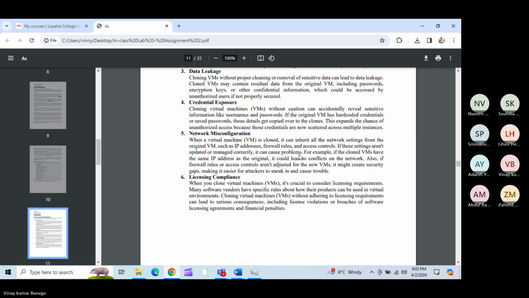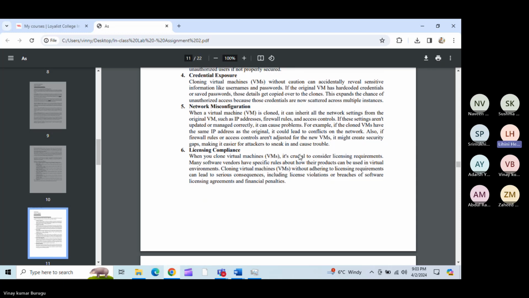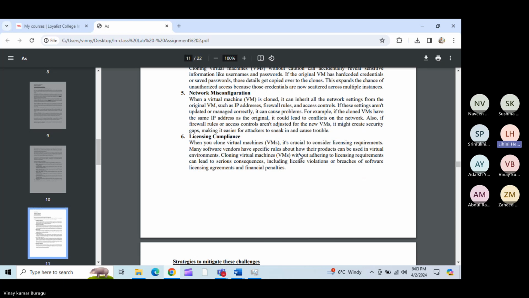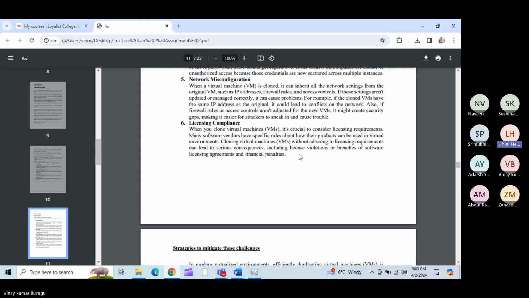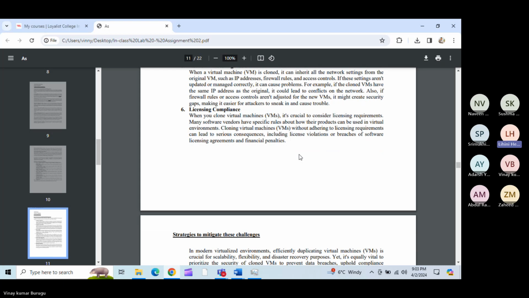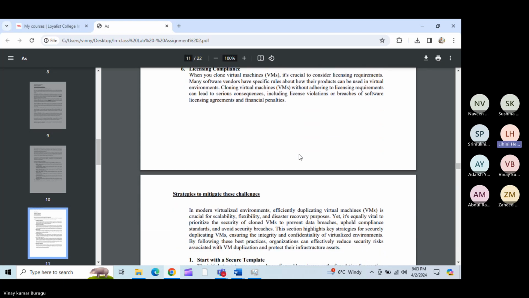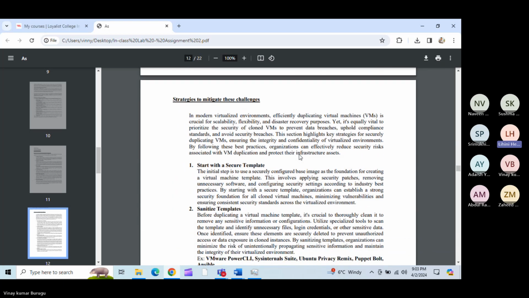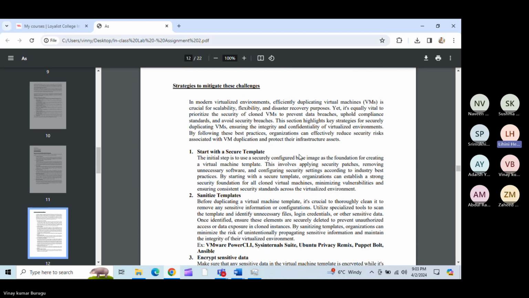And the license compliance is also very important, because if we don't update our licenses or security licenses, cloning a virtual machine without adhering to these license requirements can lead to serious consequences, including license violations or breaches of software license agreements. In the next part, I'm going to explain the strategies to mitigate these challenges.